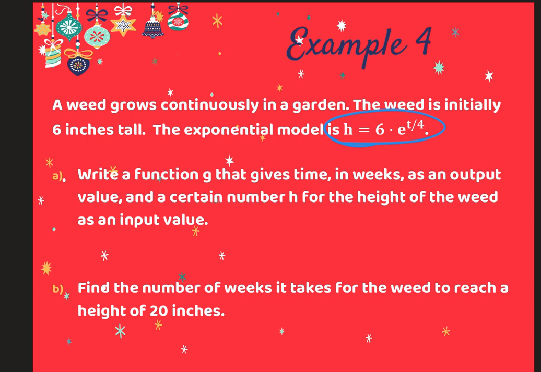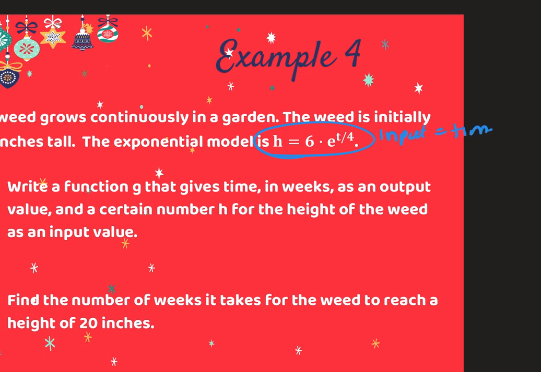So on my initial model, what's input? T is your input. That means time is the input, and the output is your height, yes? Input is time. Output is height. A is asking for the reverse. So solve for the other variable or find the inverse, basically is what we're doing.